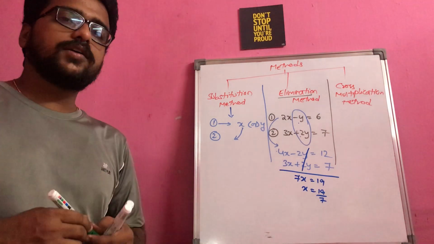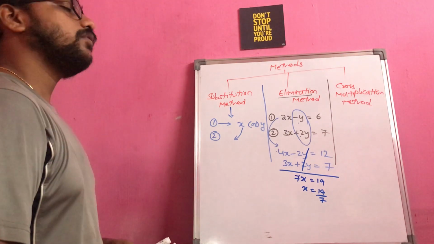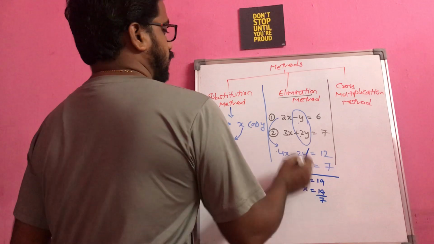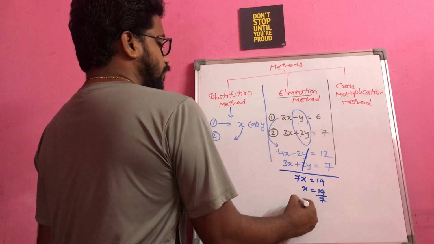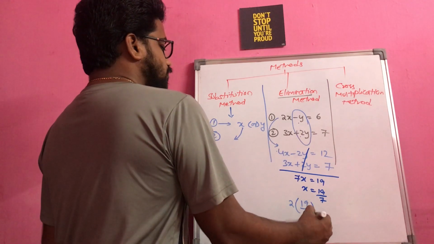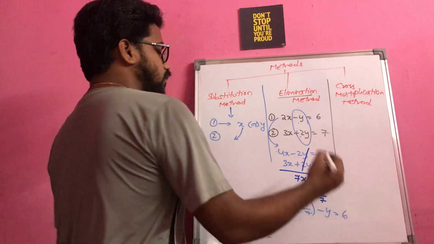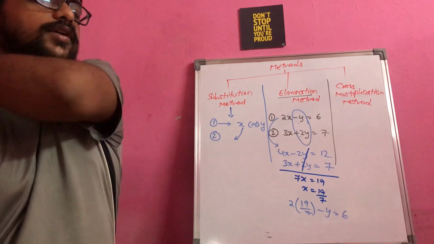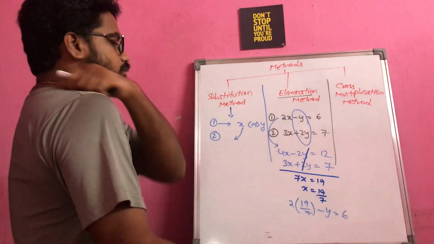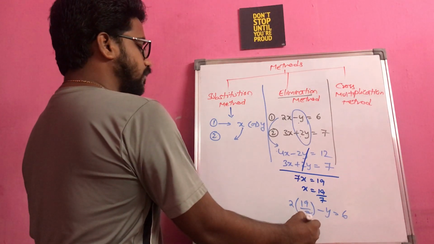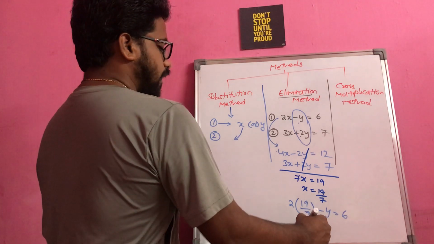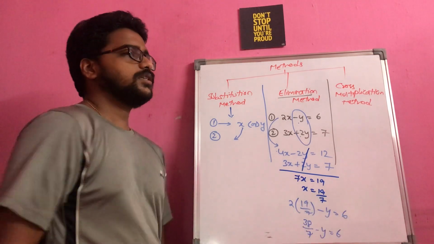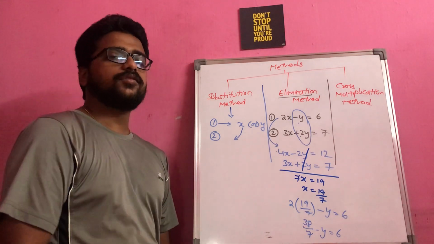So now you got the value of x already. Next your task is to find the value of y. So substitute the value of x, 2, into 19 by 7 minus y is equal to 6. It is not necessary that you have to substitute in only the first equation, you can substitute in the second also. So this is 38 by 7 minus y is equal to 6. You just have to simplify this to get the value of y here.